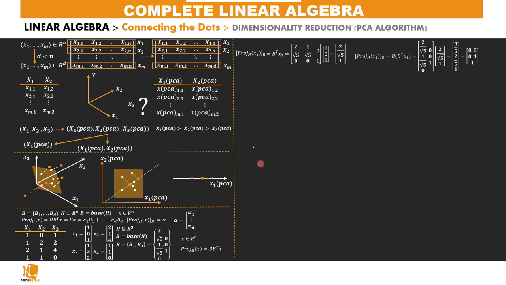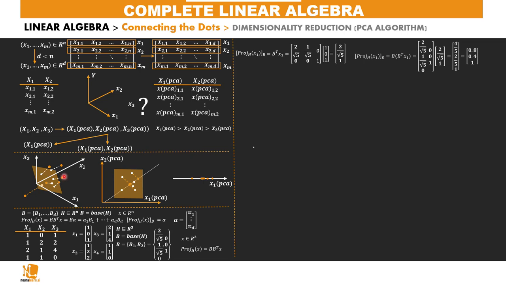Then the orthogonal projection of x1 on the subspace H in the canonical base is B times B transpose x1, which was given before. Here we'll simply multiply B with B transpose x1. So we have B times this, which gives us 0.8, 0.4, 1. So these are the coordinates of x1 in the canonical base.